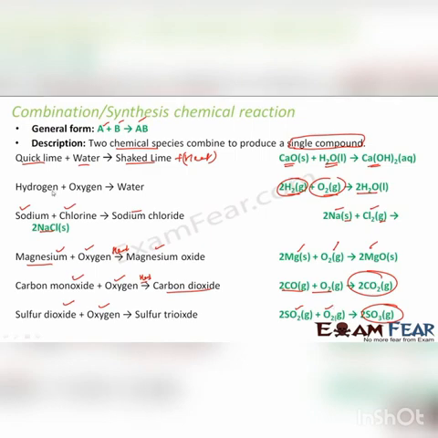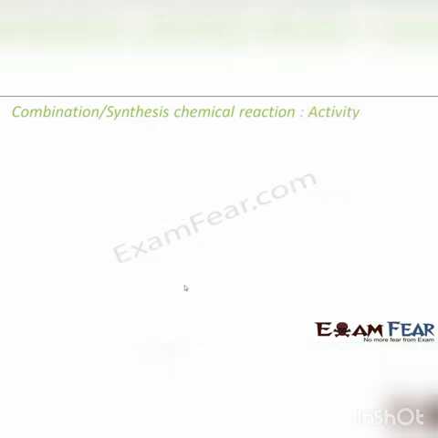So these are some examples of the chemical reactions which are combination or synthesis chemical reactions. The point here is that in all these reactions we have two reactants, you get one product out. You have two inputs, you get one output. So the reactant part has two items and the product part has one item. That's the example of a synthesis chemical reaction.